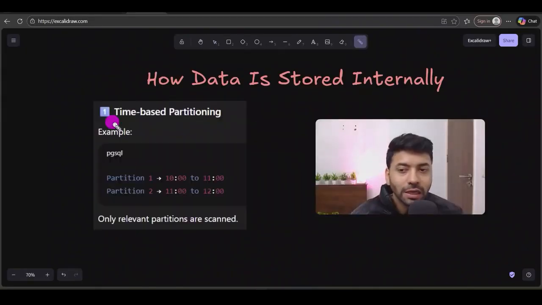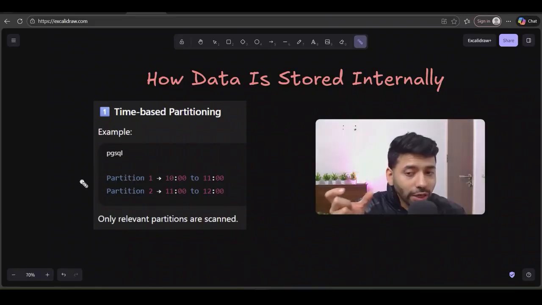So the first thing is time based partitioning. In partition 1 we will have data from time 10 to 11, and in partition 2 we will have data from 11 to 12. So when we talk about the read operations, only relevant partitions are scanned, because we know in this partition we have data specific to this time period, and in this partition we have it for this time period. So whenever you get the query, based on the required time, we scan the specific partition.